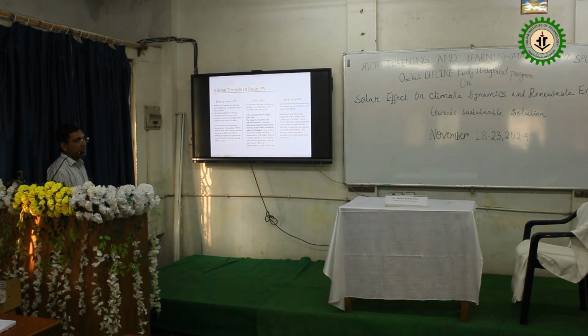Global trends, what are there? Nowadays, the global trend is bifacial solar cells being developed, and recently hydrogen-based solar cells also, if you have seen this technology. Then solar trees. One example is at CSIR-CMERI, the biggest solar tree example, and there are also solar power grids.